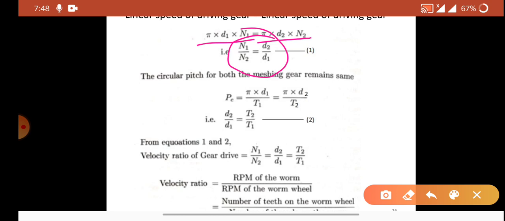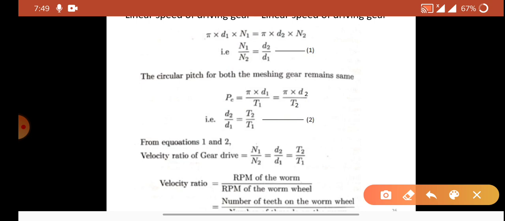Then the circular pitch for both mating gears remains the same. When we talk about circular pitch, which we discussed just now, it is the same for both gears. So I can write PC, referred to as circular pitch, is pi d1 by t1 for the driving gear. The formula for circular pitch is pi d by t. For the driven gear it is pi d2 by t2. Upon simplification I will get d2 by d1 is equal to t2 by t1.